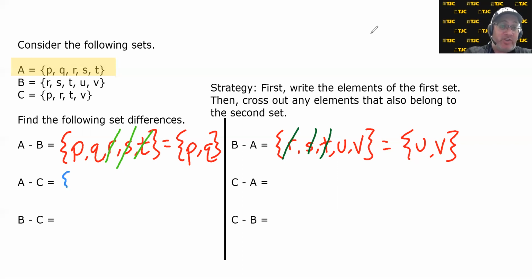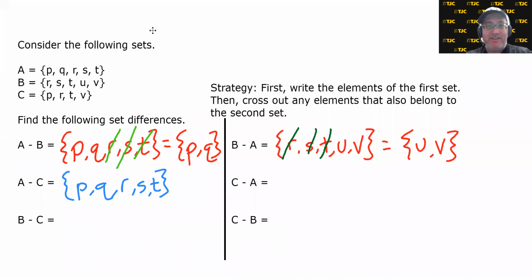All right, for A minus C, we're going to start by writing down everything in A since it's the first, P, Q, R, S, T. And then from that, we want to cross out everything that is also in set C. So let's highlight set C, make it a little bit easier to find. Okay, let's cross out anything that we just wrote down that is also in C. So let's check one letter at a time.